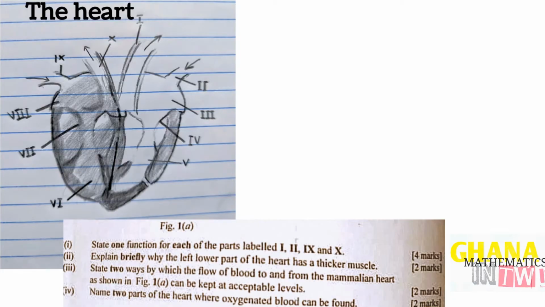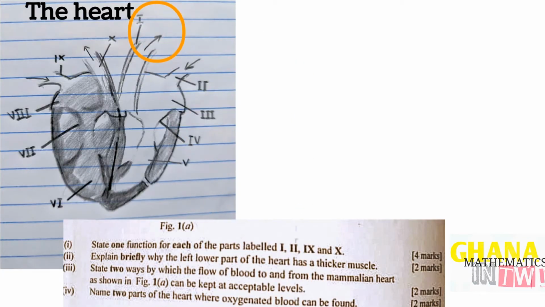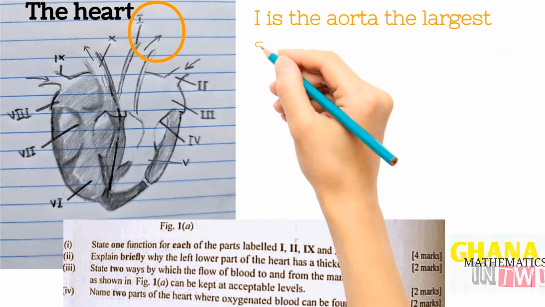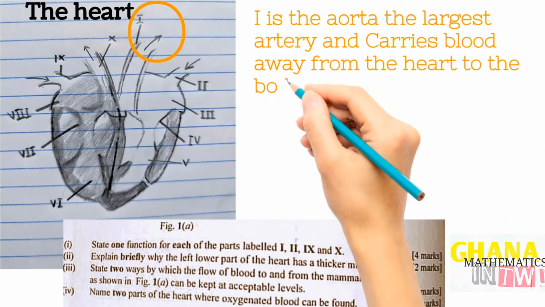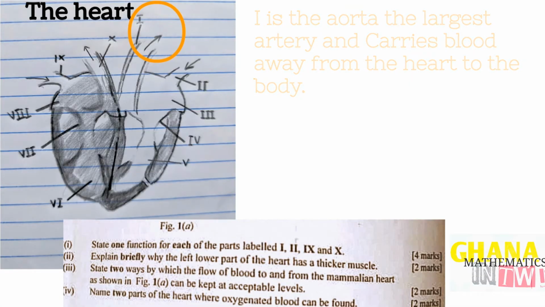So this was the question that was under the heart. State one function of each of the parts I, II, and III. The I is called the aorta. Let me tell you something: the aorta is the largest artery and carries blood away from the heart to the body. That is the reason why the arrow is leaving the heart, because the aorta is carrying blood away from the heart.